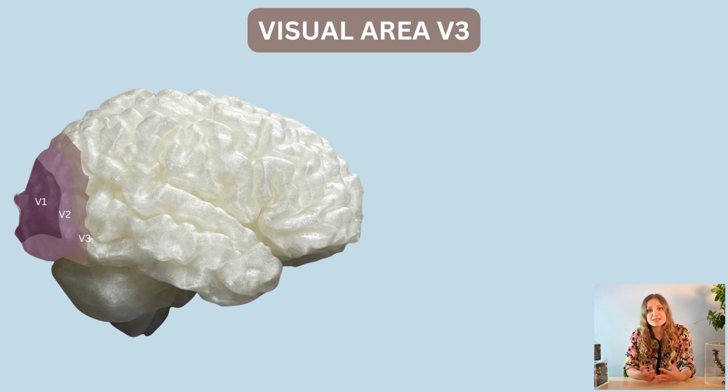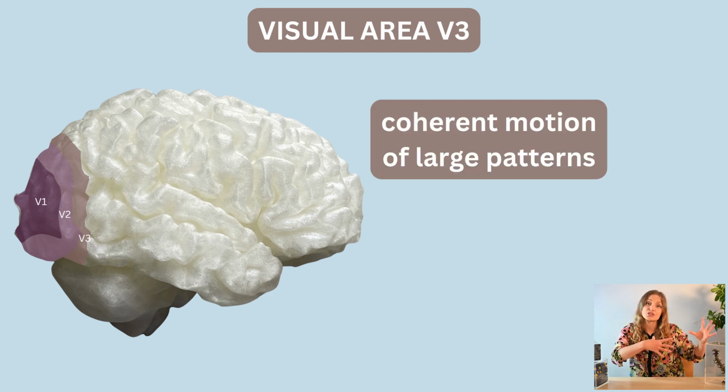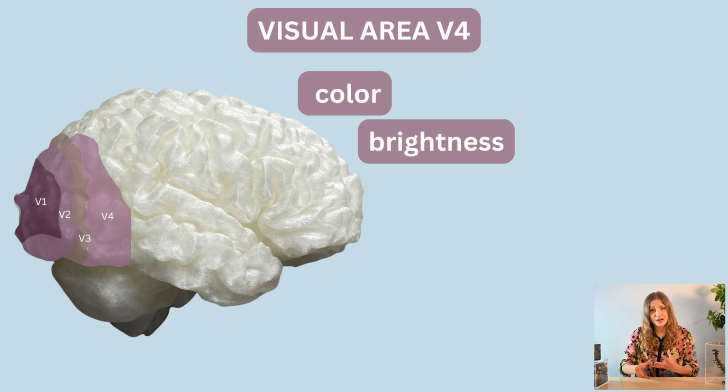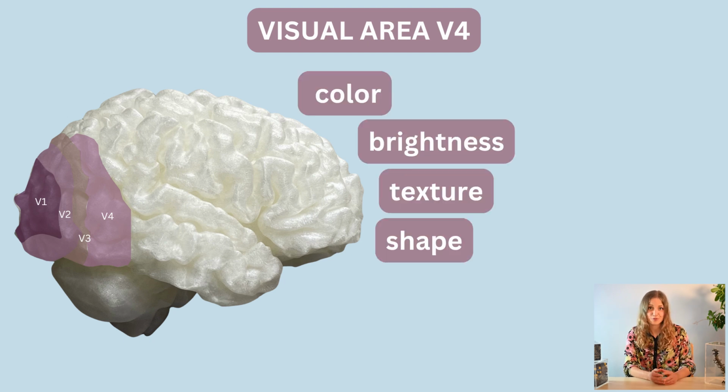Neurons in this region exhibit responses to the coherent motion of large patterns. In contrast, the ventral V3 exhibits notably weaker connections with V1 and stronger connections with the inferior temporal cortex. Finally, let's dive into area V4, a segment of the ventral stream. V4 is a hub that combines details about color, brightness, texture, and the shape of objects.